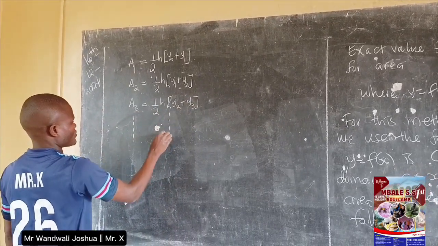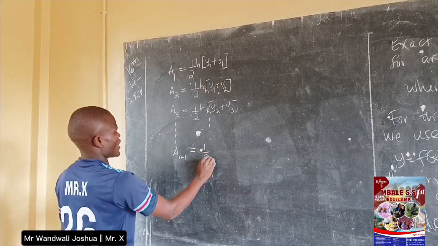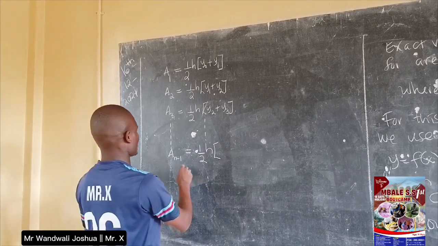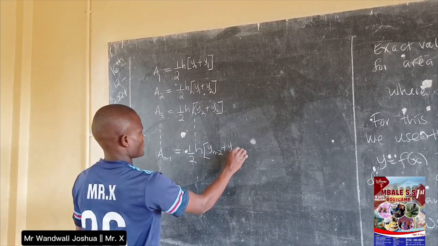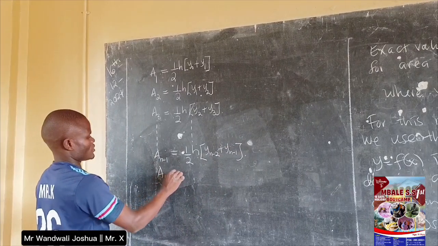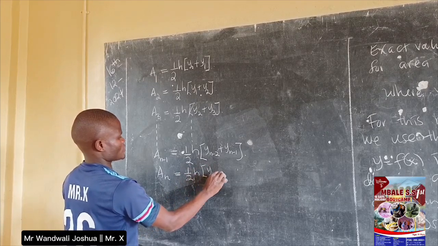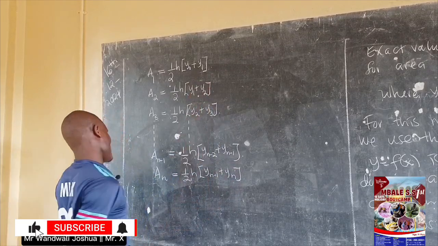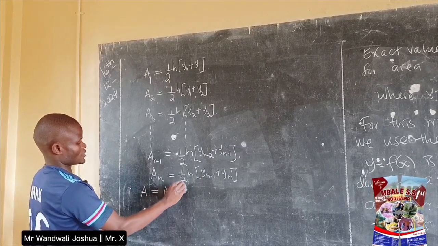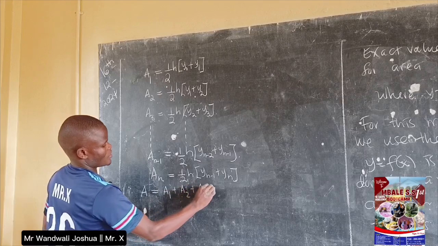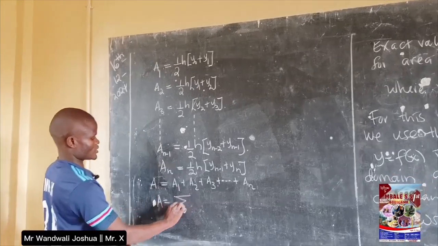Now, there are very many of them that we cannot finish. Let's go to maybe the area An minus 1. This is going to be a half h into yn minus 2 plus yn minus 1. Then the last one, the nth area, is going to be a half h into yn minus 1 plus yn. When we add all of them, the total area is going to be A1 plus A2 plus A3 up to the nth one. In some books you will find the area written simply in sigma notation.